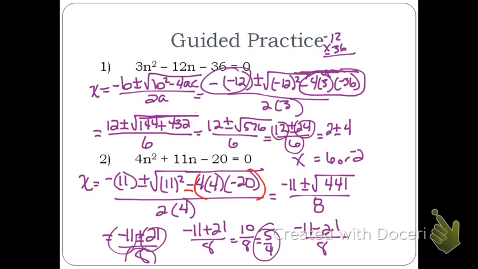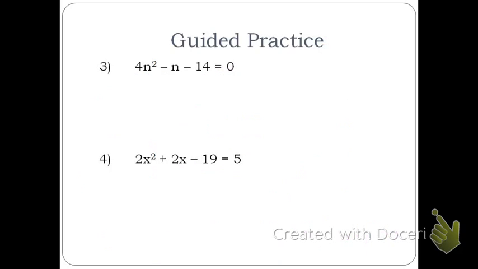The other solution is negative 32 all over 8, which is equal to negative 4. So the other solution is negative 4. All right.